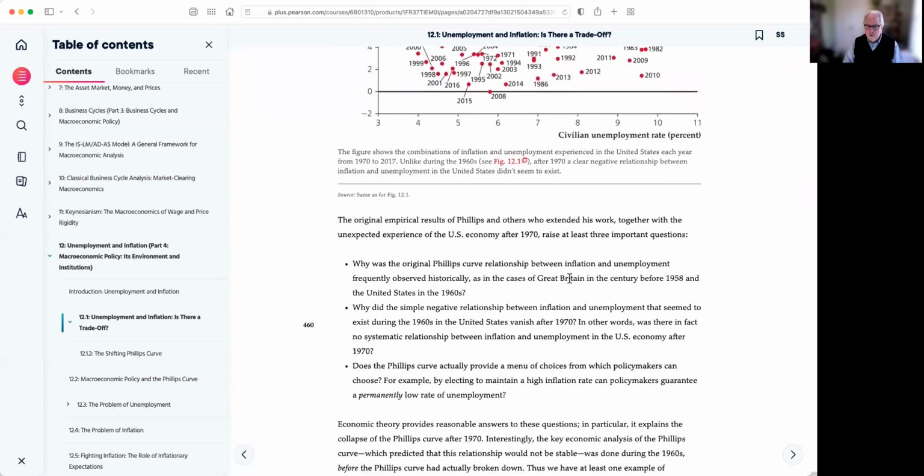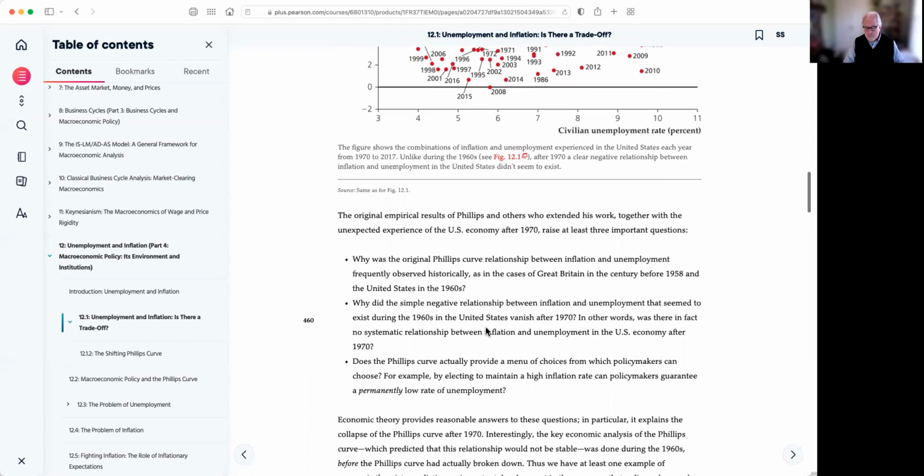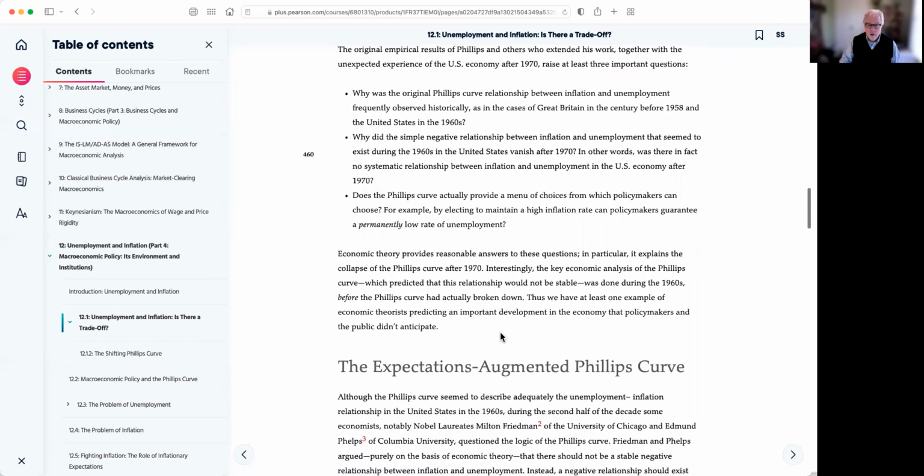Was that original Phillips curve relationship... why was that there? And why did that relationship that seemed to exist prior to 1970 seem to blow up in the period and not have any relationship between the two in the period since then? And then, does it really help policymakers thinking about macroeconomic policy and what they're trying to fight, whether it's inflation or whether it's unemployment in the economy?